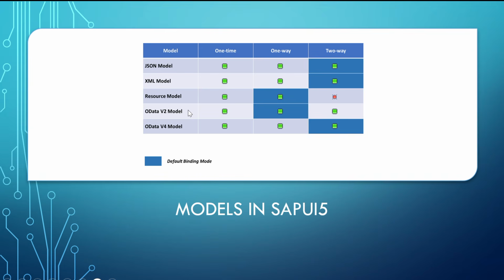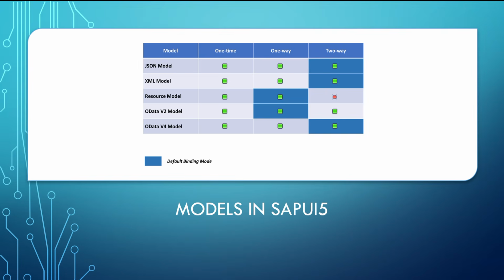The main difference between the V2 binding model and the V4 binding model is that V4 will support two-way binding directly, with two-way as the default mode. If you want to change it to one way or one time, we can change it. Also, V4 by default supports filtering, sorting and searching parameters, and it supports batch calls directly, so compared to V2 the performance will be very good in the V4 model.